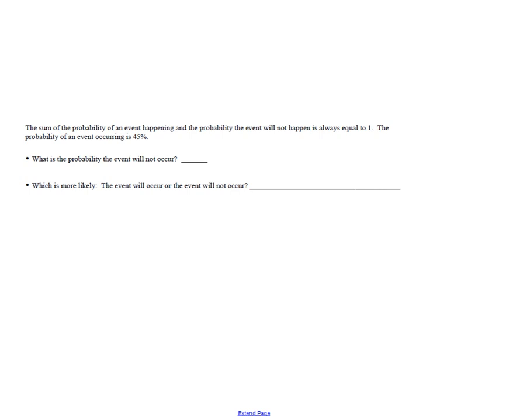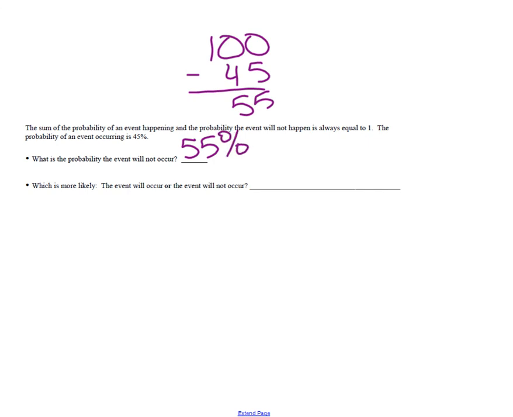All right. And one more we'll do together. The sum of the probability of an event happening and the probability the event will not happen is always equal to 1. We know that. If the probability of the event occurring is 45%, what is the probability the event will not occur? 55. How did we get 55? Because we subtracted. 100 minus 45% is 55. Which is more likely, the event happening or not? Not. Okay? Try the rest on your own.